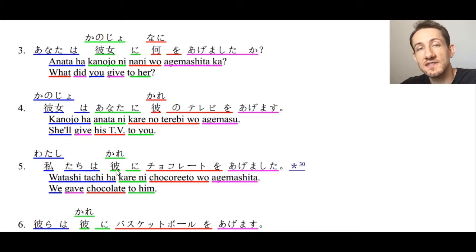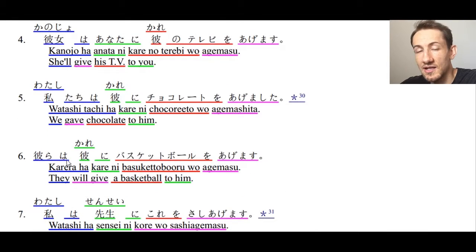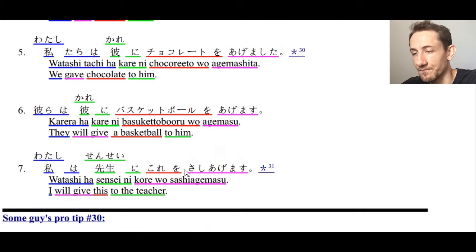Number five, 私たちは彼にチョコレートをあげました。We gave chocolate to him. And number six, 彼らは彼にバスケットボールをあげます。They will give a basketball to him.